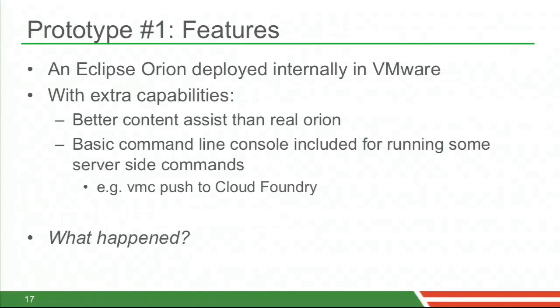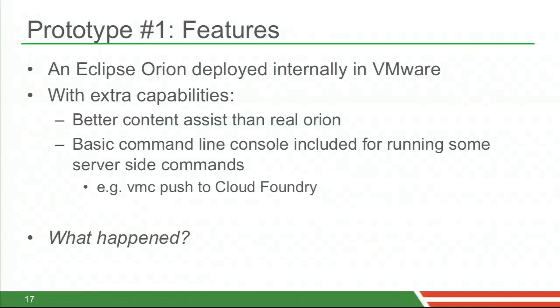So we took Eclipse Orion and we deployed it internally in VMware for some groups to try out. We added a couple of things that you can't get in standard Orion. Orion has some very crude content assist. It does a very basic parse of the file. It only offers some local stuff, where your cursor is based, it's not doing cross-file or anything. We added some features beyond that.